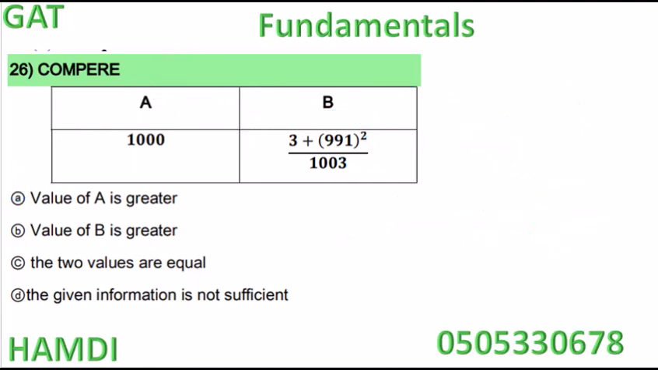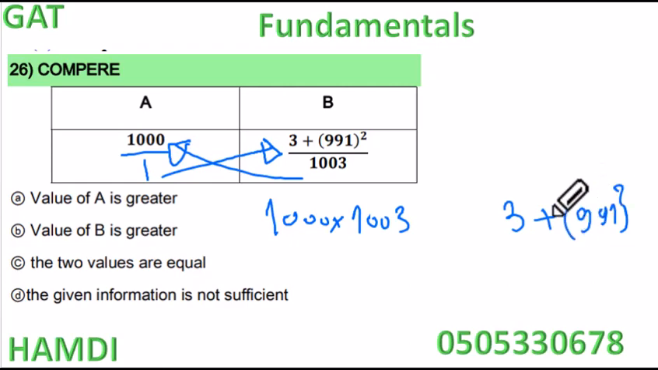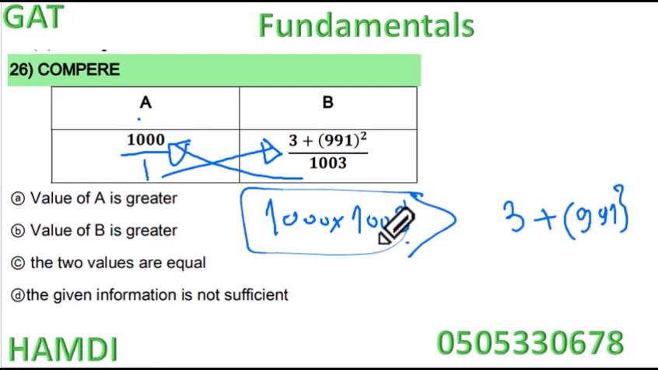Or according to the rule of comparing fractions, here 1000 over 1, and we make cross product in this direction, and we make cross product in this direction. So 1000 times 1003, and here 3 plus 1000 squared. That value is greater than that value, so A is greater than B. So to compare fractions, we use cross multiplication, and the one the arrow points to is the greater value.